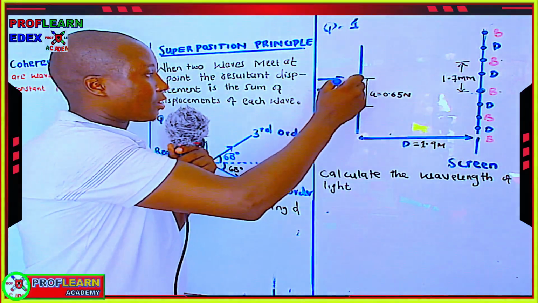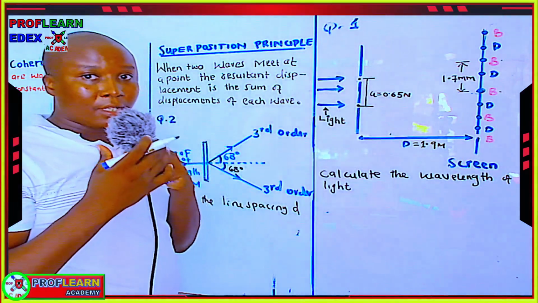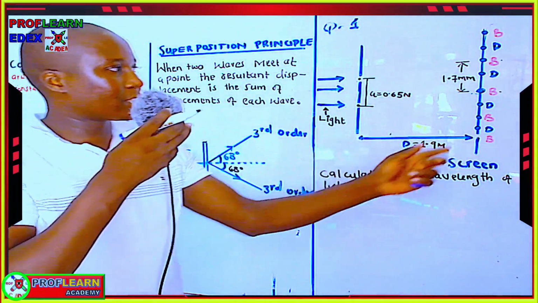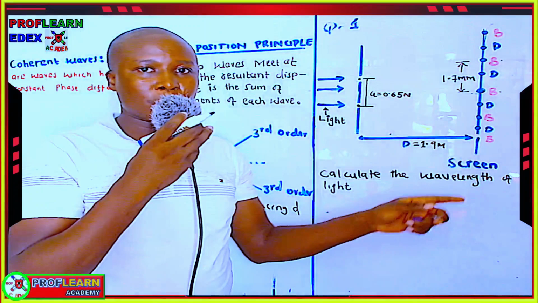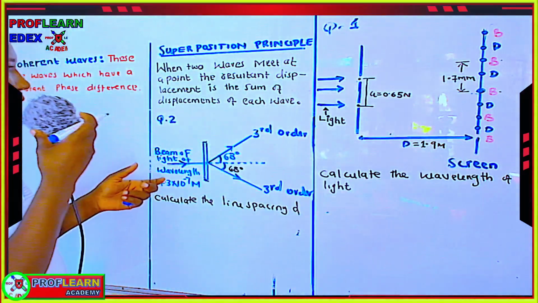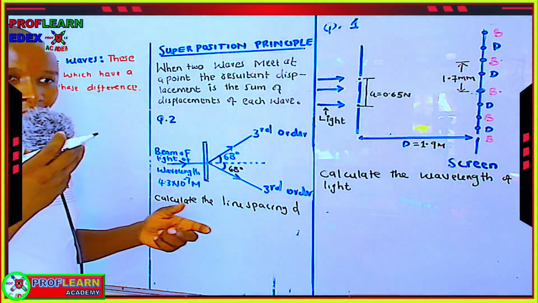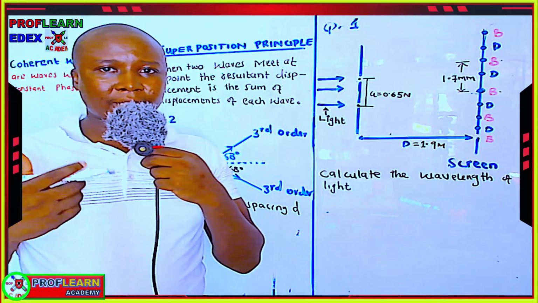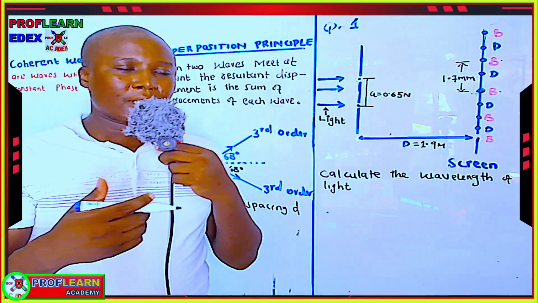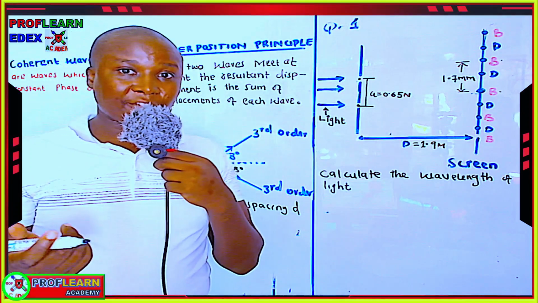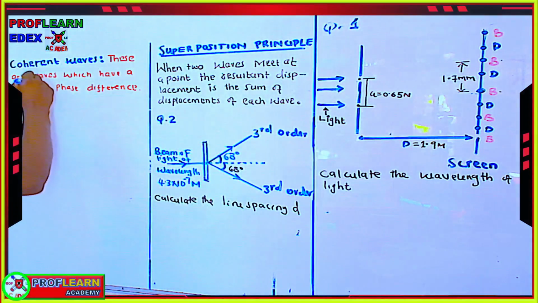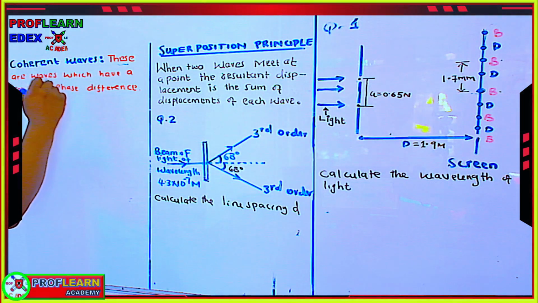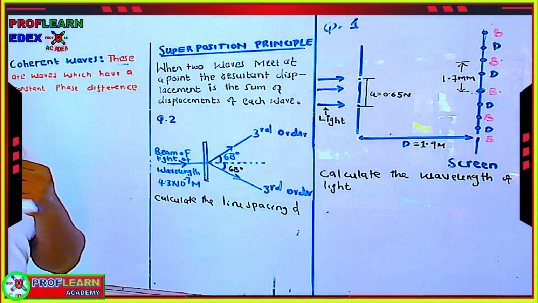This must be a coherent source, meaning the waves must be coherent for these bright and dark fringes to be formed. What do we mean by the term coherent waves? Remember, as waves move, they can have a constant phase difference, or they may have a non-constant phase difference. Coherent waves are those waves which have a constant phase difference.